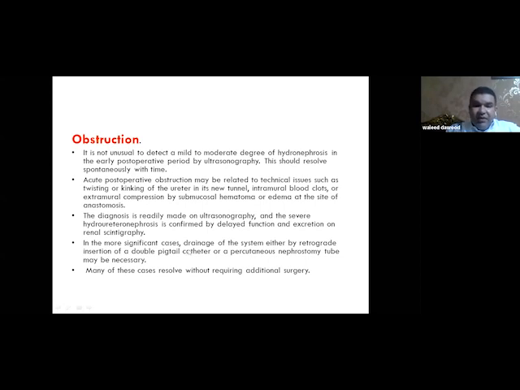In the more significant cases, drainage of the system, either by retrograde insertion of a double pigtail catheter or a percutaneous nephrostomy tube, may be necessary. Many of these cases resolve without requiring any additional surgery.